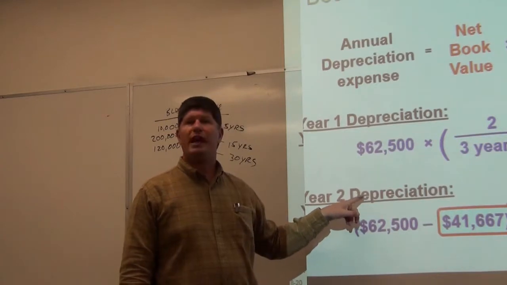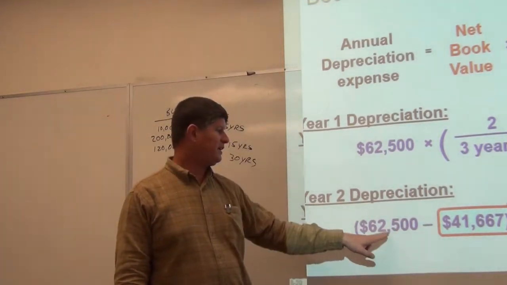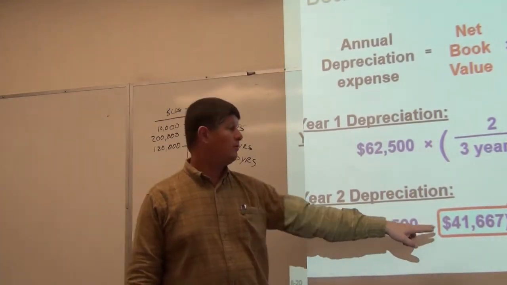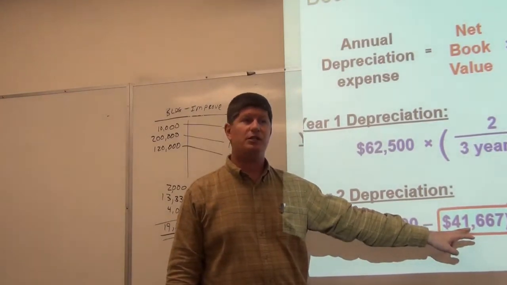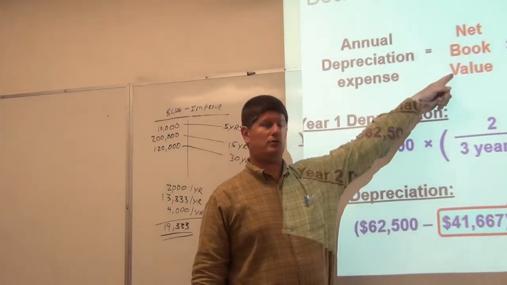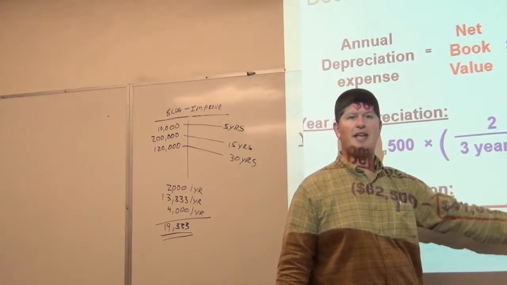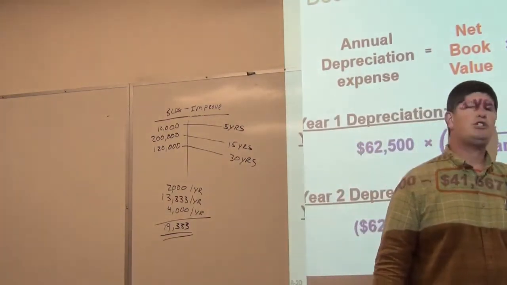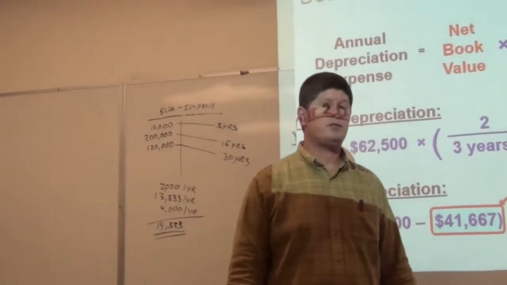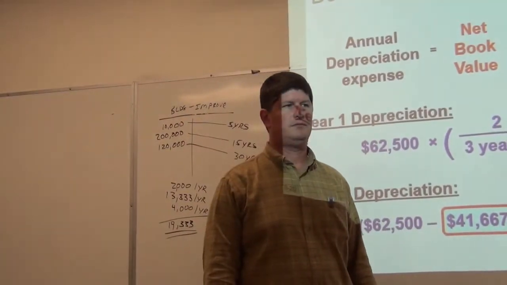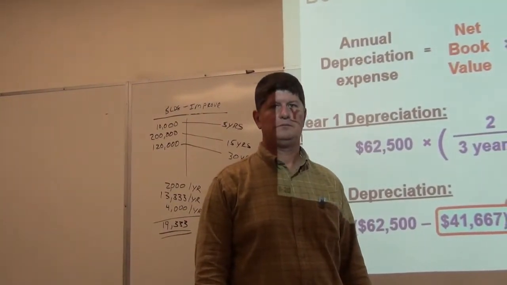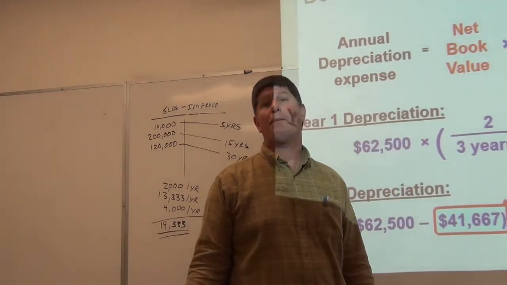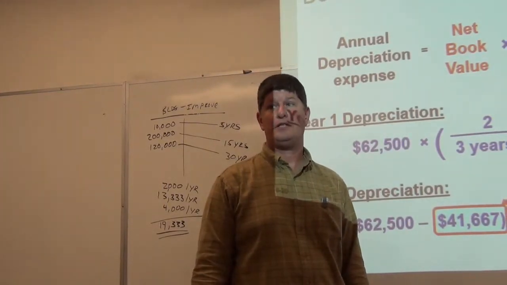In year 2, when we calculate the depreciation, we take the cost minus the accumulated depreciation to get net book value, and we multiply that by the same ratio, 2 divided by 3 years. Depreciation in year 2 is only $13,900. A little rounding there. It drops off dramatically. You guys see that?